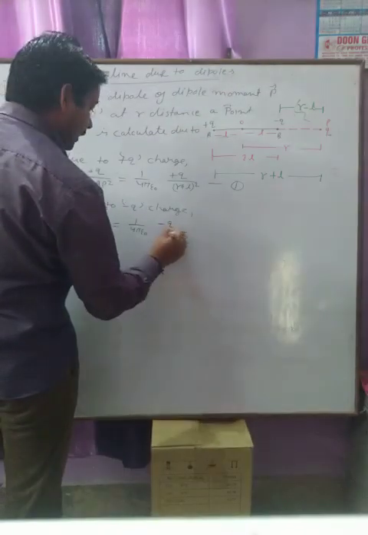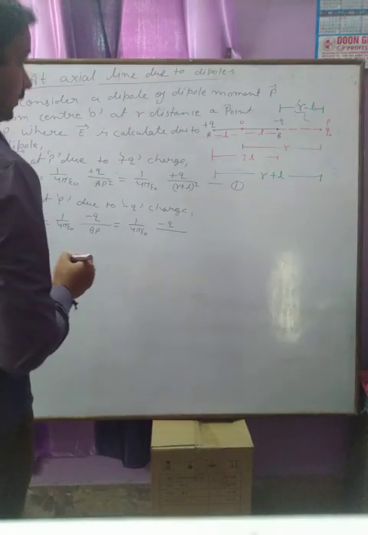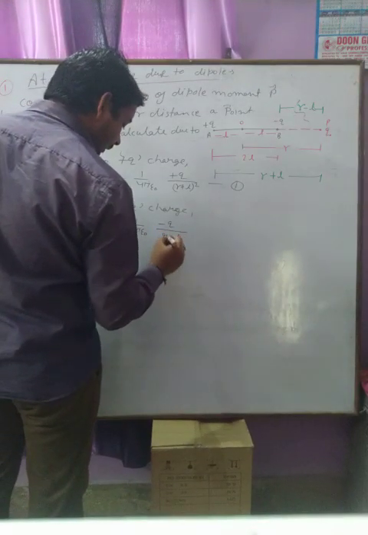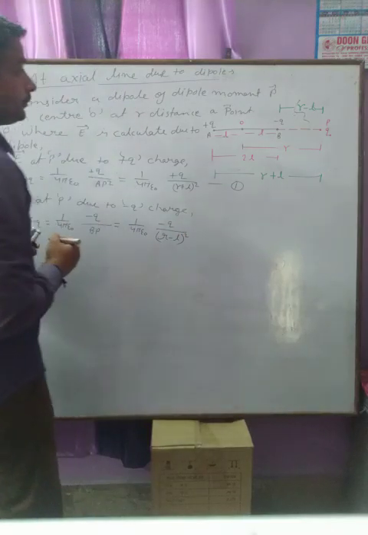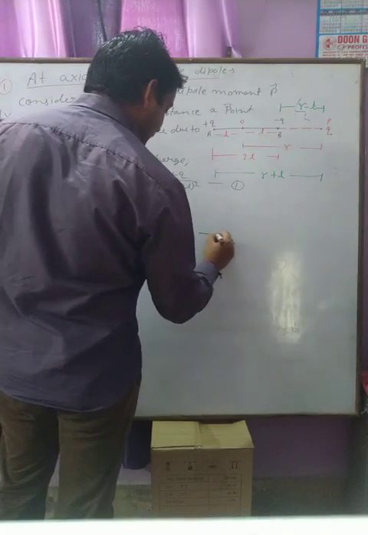And the electric field at P due to minus Q charge is E minus Q is equal to 1 upon 4 pi epsilon naught minus Q upon BP square, that is 1 upon 4 pi epsilon naught minus Q upon R minus L whole square. Okay student, this is equation second.